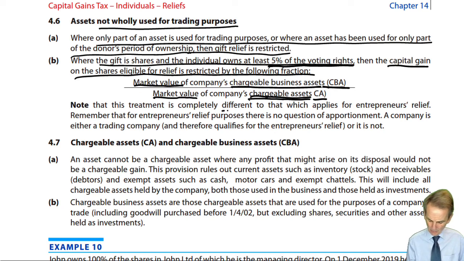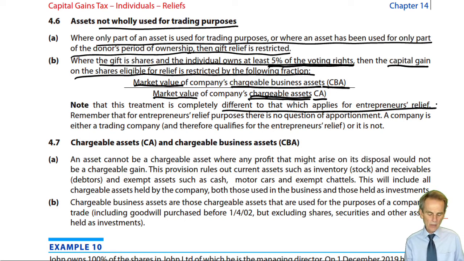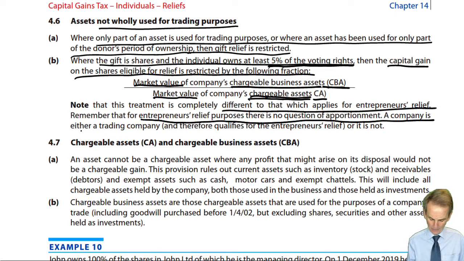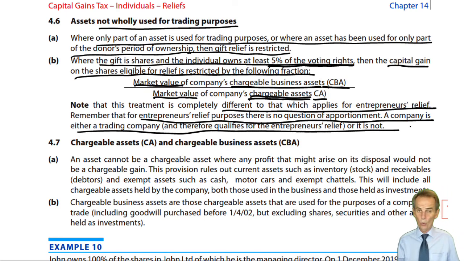This treatment is completely different to that which applies for entrepreneur's relief. Remember, with entrepreneur's relief, either it's a trading company, in which case the gain is fully eligible for the 10% rate, subject to the lifetime limit of £10 million, or it isn't a trading company, in which case there's no ER. Remember, for entrepreneur's relief purposes, no question of apportionment. A company is either a trading company and therefore qualifies for ER, or it is not and it doesn't qualify.